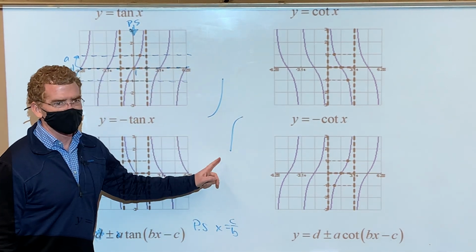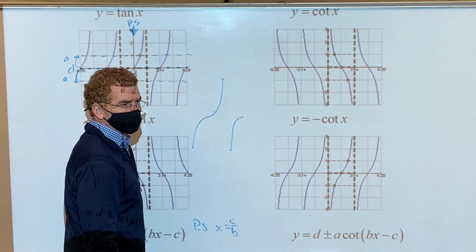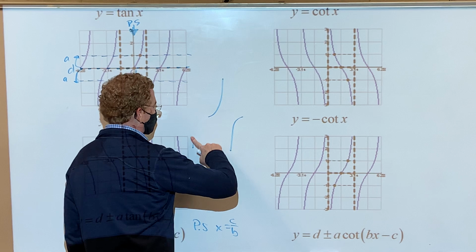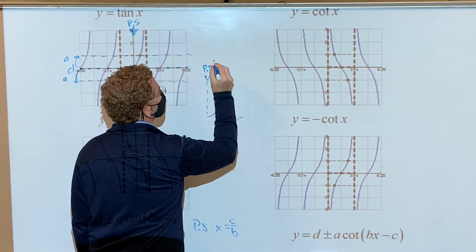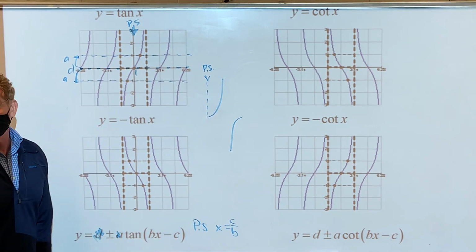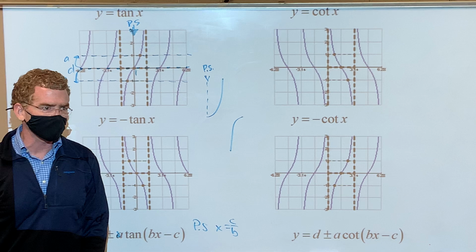But nobody wants to think about that as a tangent graph. They would rather think about this as a tangent graph. But if I thought about this as a tangent graph, then there's the phase shift at the beginning. But nobody thinks that way. So people like to think about tangent, cotangent like that.